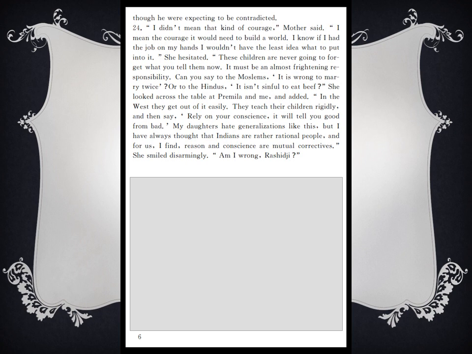She smiled disarmingly. Disarmingly means peacefully, means a very peaceful smile was there on the face of his mother. Am I wrong, Rashid ji? All these things were spoken by Rashid's mother. She was saying if she was wrong, all the things were right, means all the Indians think about their mind and also about their heart.